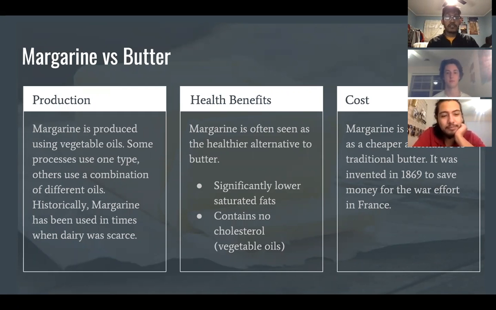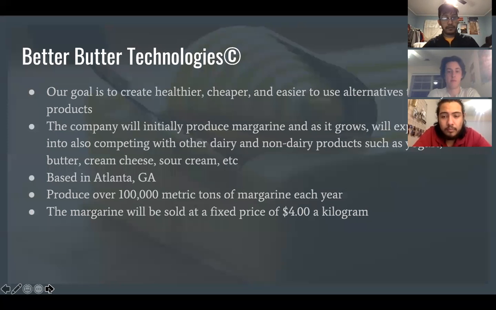Margarine is produced using vegetable oils. Some processes use one type of oil, others use a combination of different oils, as we do in our process, which you'll see later. Historically, margarine was used in times when dairy was scarce. Margarine also provides a heap of health benefits as it has significantly lower saturated fats and contains no cholesterol because it's made with vegetable oil. The cost of margarine is also traditionally much cheaper than butter.